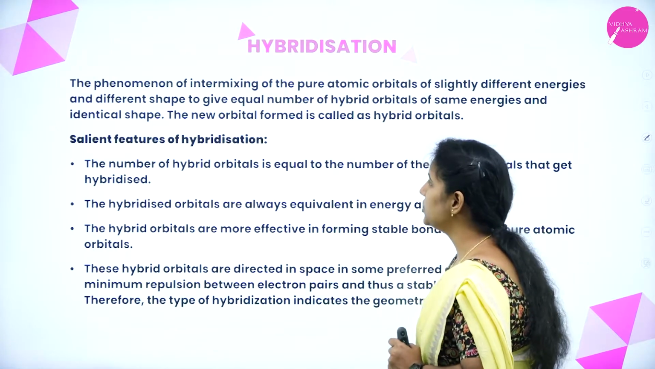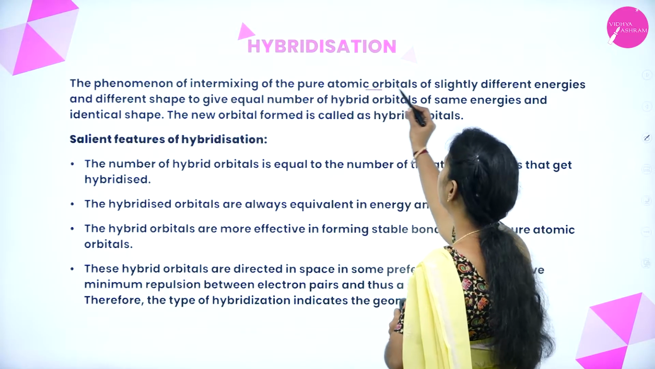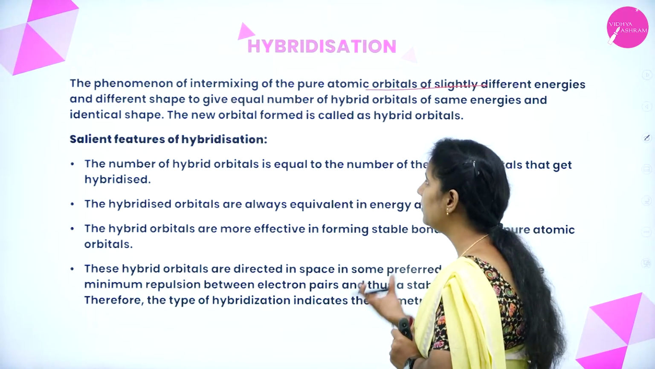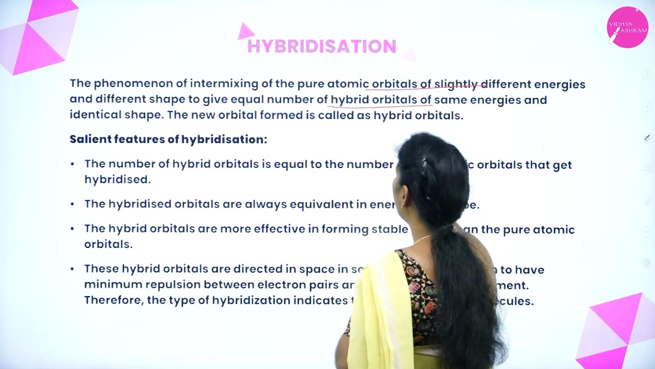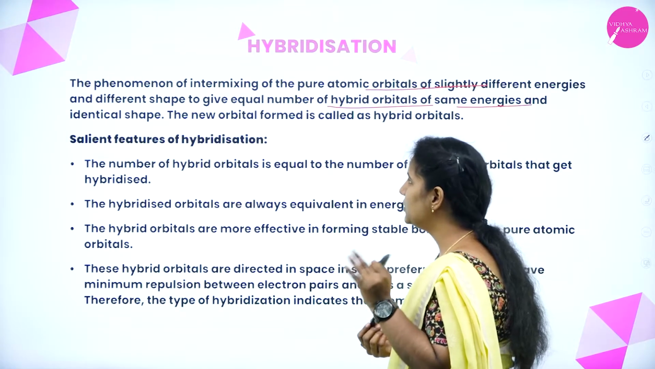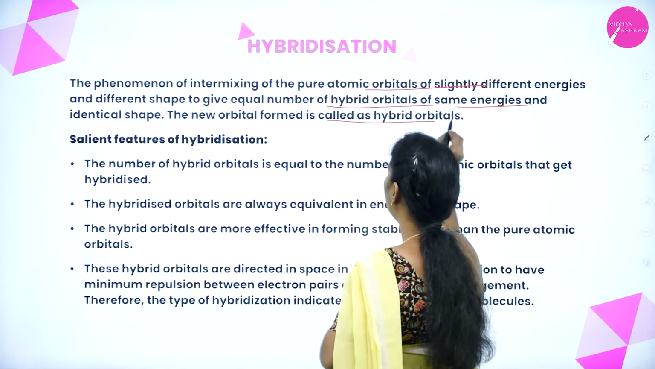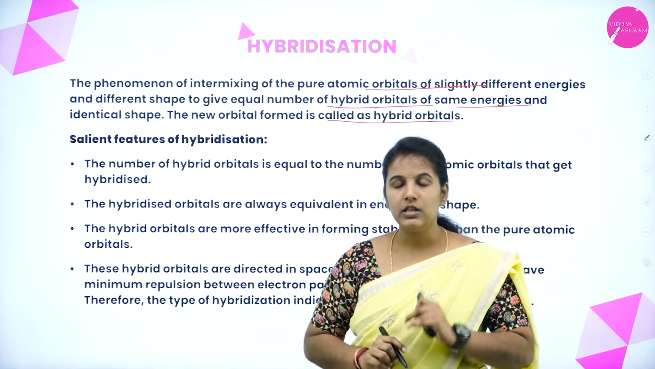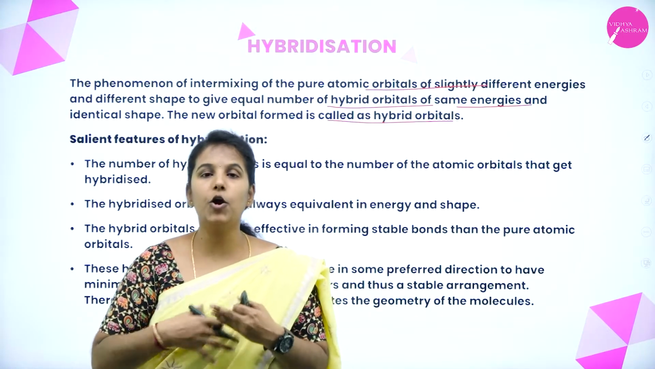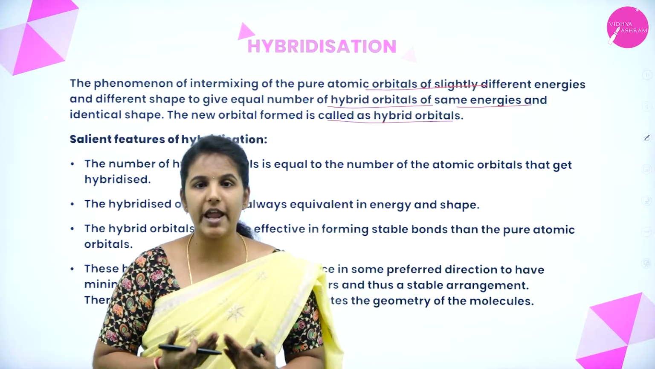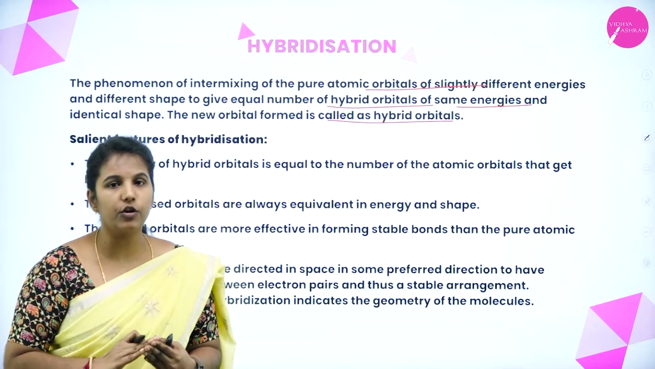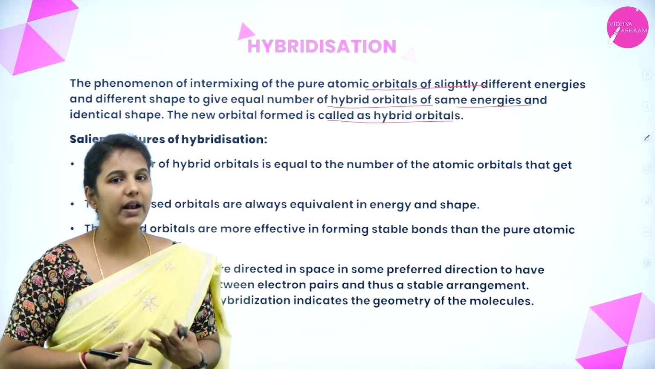Hybridization is an intermixing of pure atomic orbitals of slightly different energies and different shapes to give an equal number of hybrid orbitals of the same energy and identical shape, and the new orbitals that are formed are known as hybrid orbitals. So how will the hybridization be done? Hybridization will be done by considering pure atomic orbitals having different shapes and different geometry also. When they overlap, it results in the formation of hybrid orbitals.